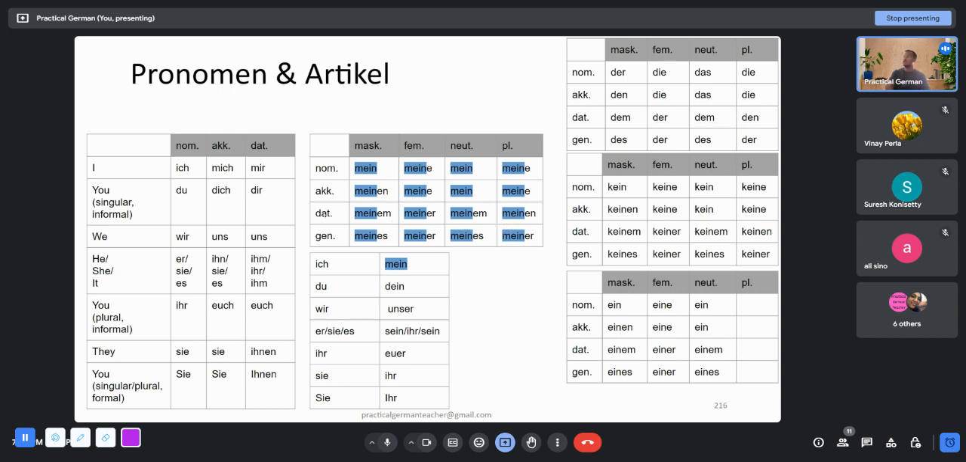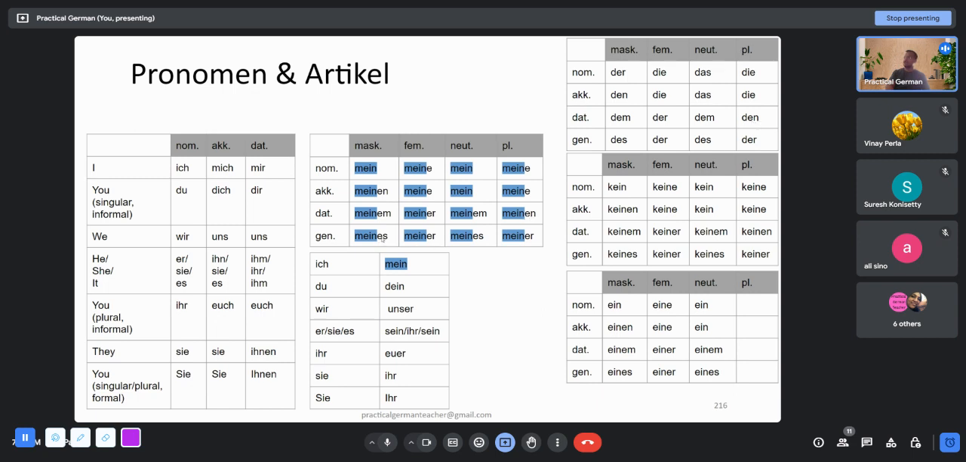So you have learned that in dative case, the articles for masculine and neutrum will end with the sound of M. So you add -em. And you also know that in dative case, the article for feminine will end with the sound of -er, right? Er, er, er. So you add -er. And the article for plural nouns in dative case will end with the sound of N. So you add -en, right?